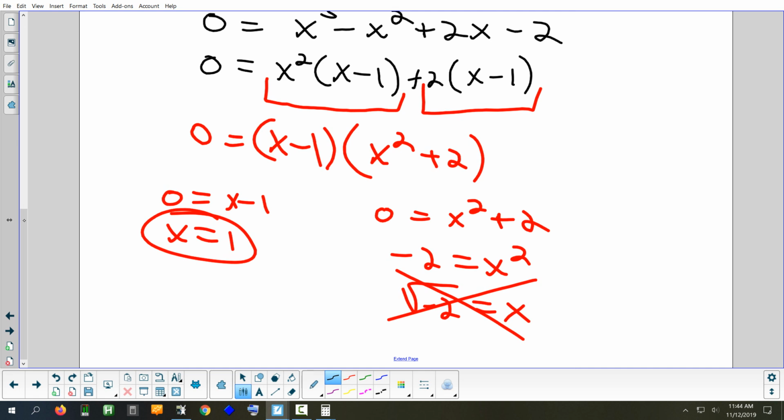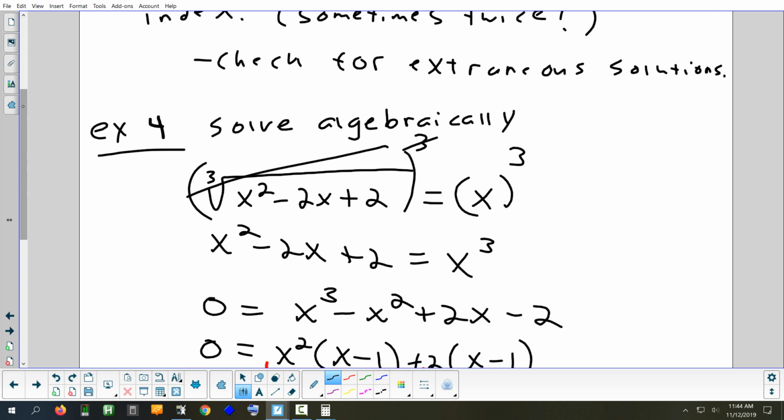I still have to check if it works. Let's plug it back into the original problem. What's 1 squared? 1. What's 2 times 1? Minus 2 plus 2. So we're going to take the cube root of that number. What's 1 minus 2? Negative 1 plus 2. And what's the cube root of 1? 1 equals, and we plugged in 1. 1 cubed is 1. So yeah, it works. The answer to that is x equals 1.